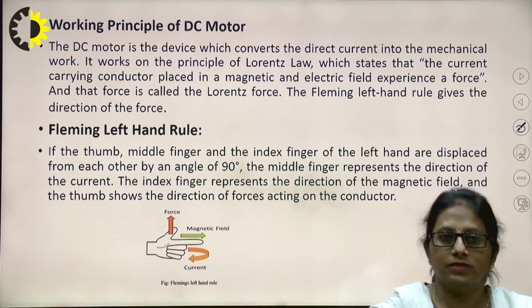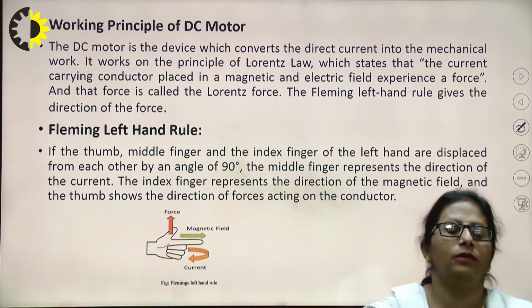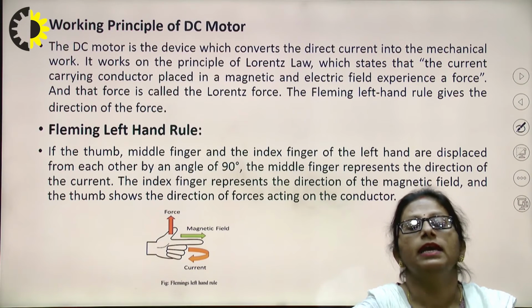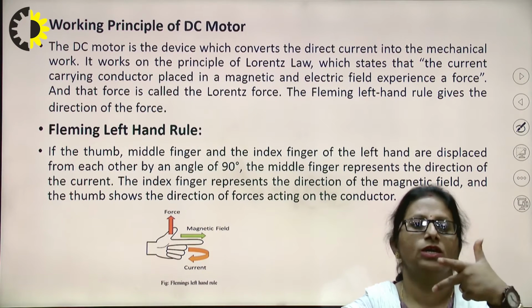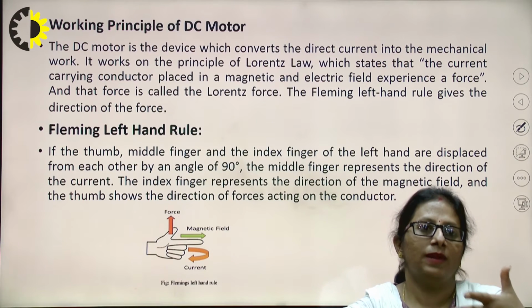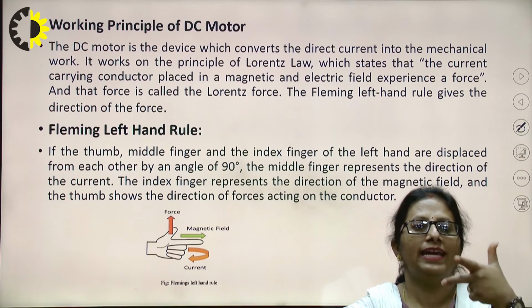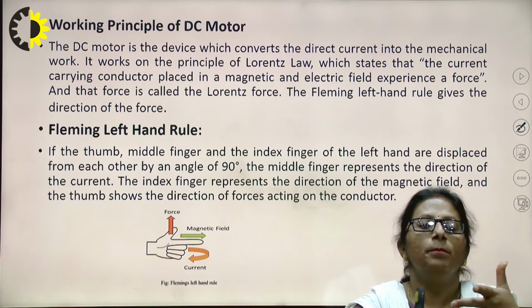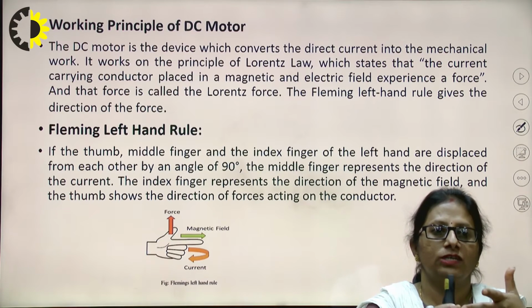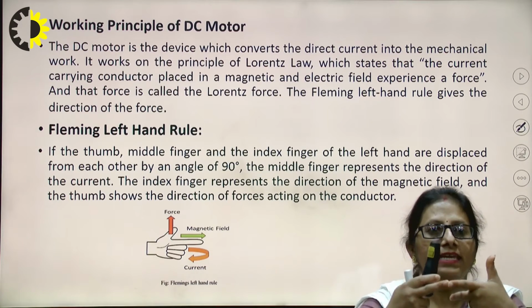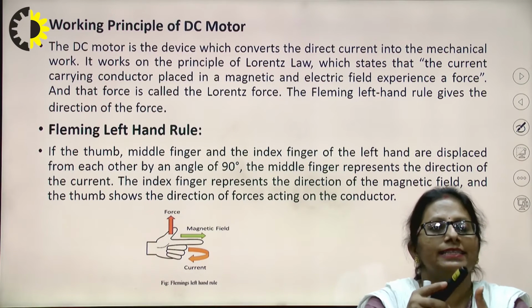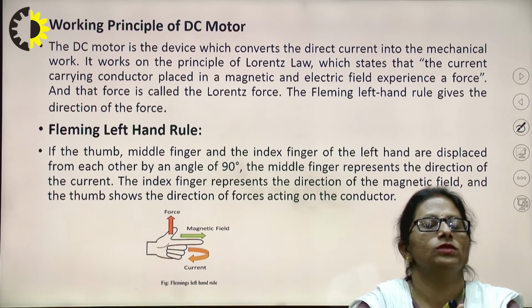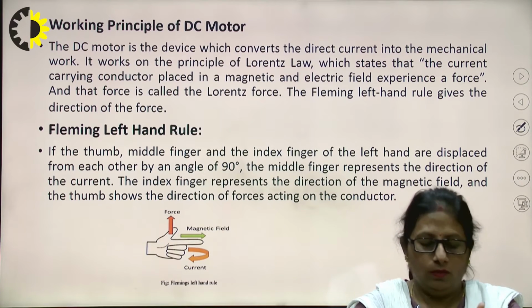Now, what is Fleming's left-hand rule? All of you must have studied it in year 12. If the thumb, the middle finger and the index finger of the left hand are displaced from each other by an angle of 90 degrees, then the middle finger represents the direction of the current, the index finger represents the direction of the magnetic field, and the thumb shows the direction of the force acting on the conductor.